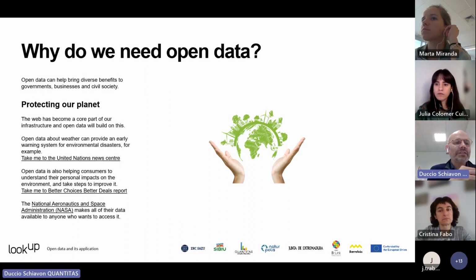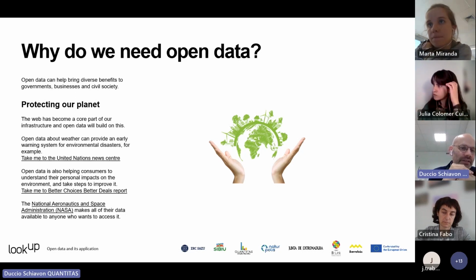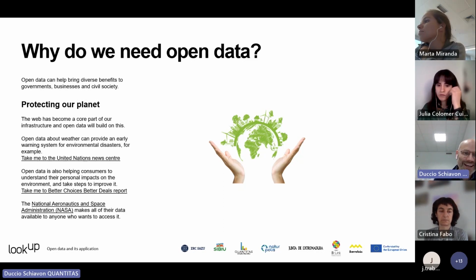We can use open data to protect our planet. The web has become a core part of our infrastructure, and open data will build on this. Open data about weather, for example, can provide an early warning system for environmental disasters. Open data is also helping consumers to understand their personal impacts on the environment and take steps to improve it. And the National Aeronautics and Space Administration, NASA, makes all their data available to anyone who wants to access it.